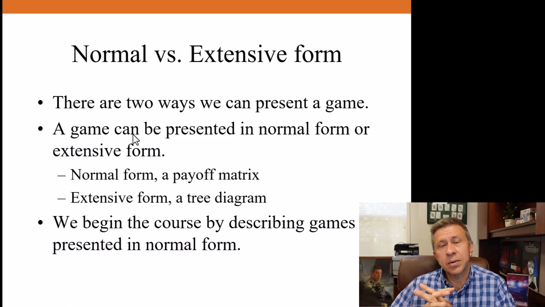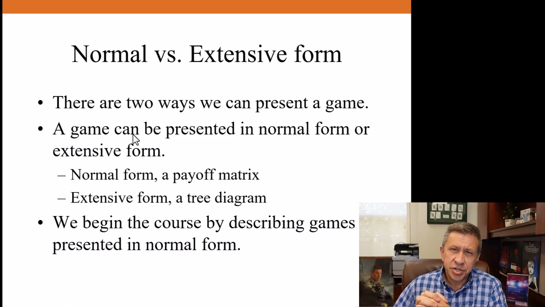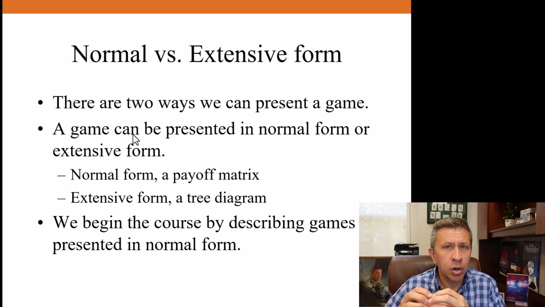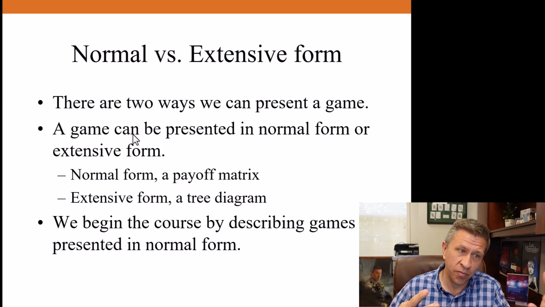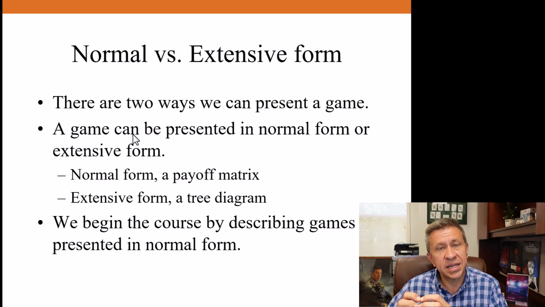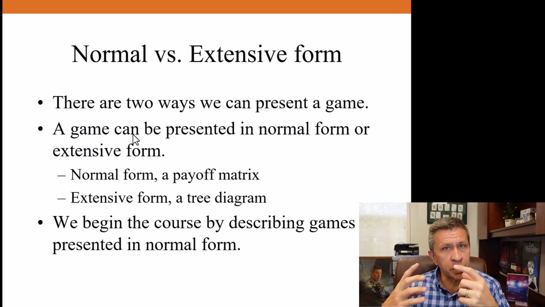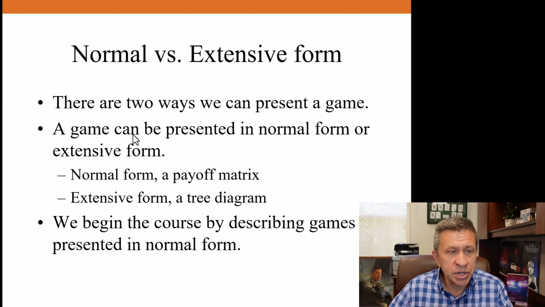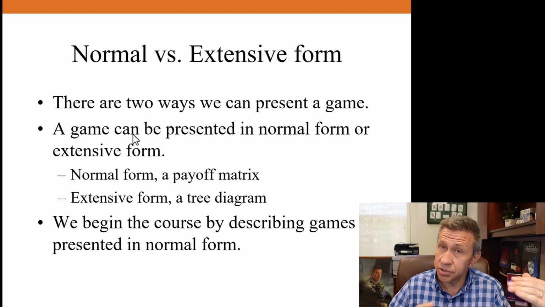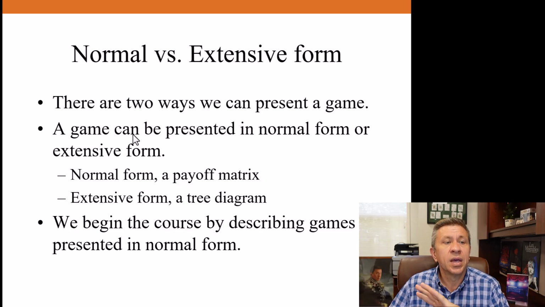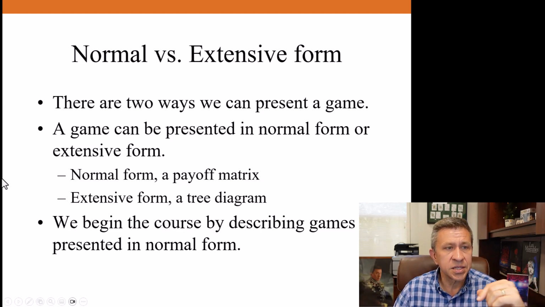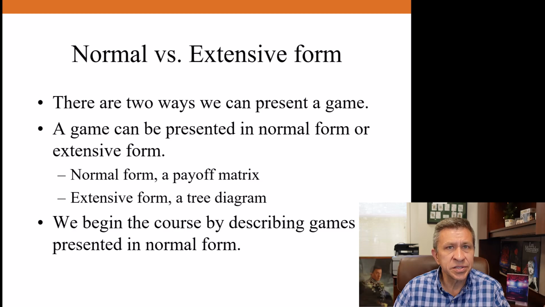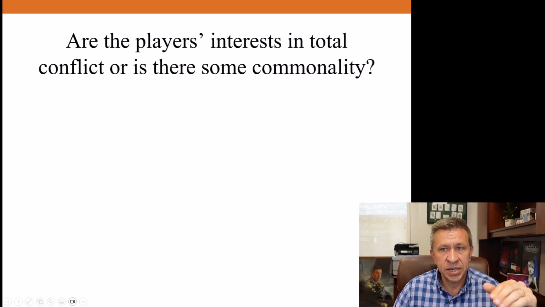So there are two different ways we can present games. We touched on this in the earlier video a little bit, but there's normal form and extensive form. Normal form takes the form of a payoff matrix, which we've worked with so far. Extensive form takes the form of a tree diagram. We will be looking at tree diagrams very soon. We could put rock, paper, scissors quite easily into a tree diagram. As a general rule, when you have a simultaneous game, normal form is often easier. When you have a sequential game, a tree diagram is often easier.